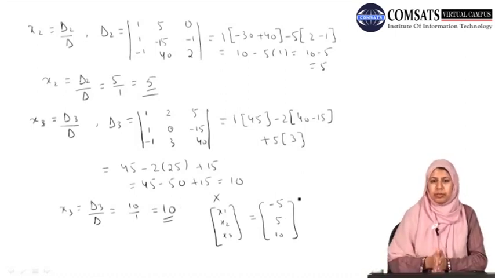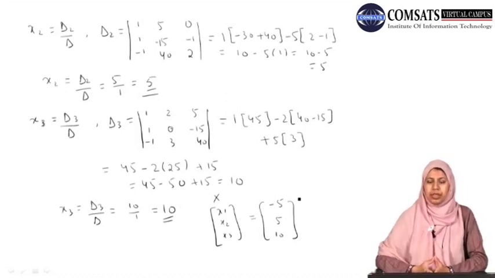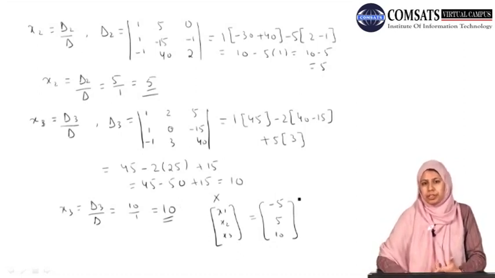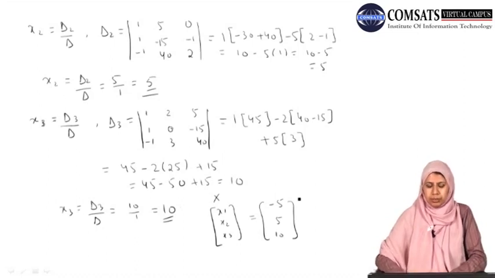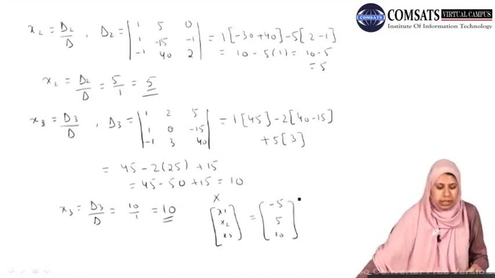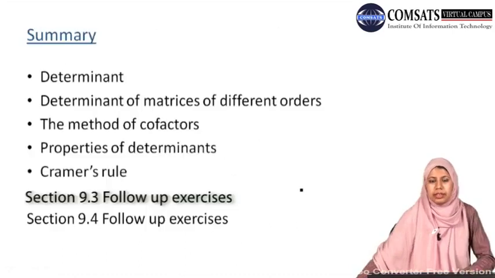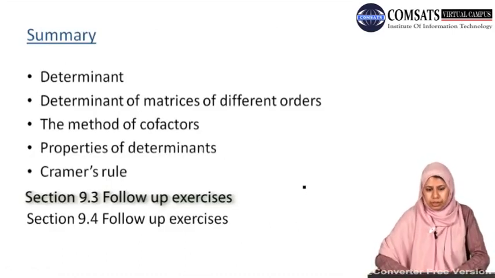So by using this Cramer's rule, this simplifies our work. The only thing this Cramer's rule needs is that our matrix of coefficients should be a square matrix, so that we can calculate the determinant of our given matrix. And the determinant of the matrix should be non-zero, because if the determinant is 0, we cannot proceed further. With this we end our today's lecture, and let us quickly revise what we have studied today.